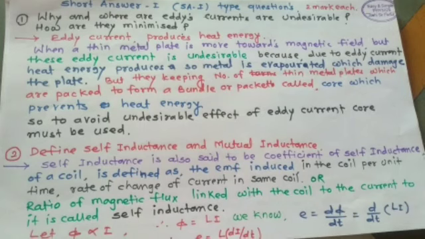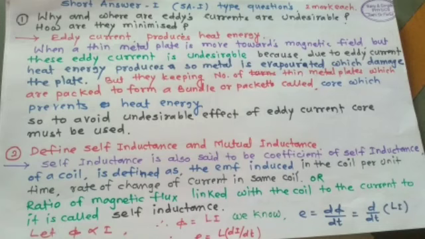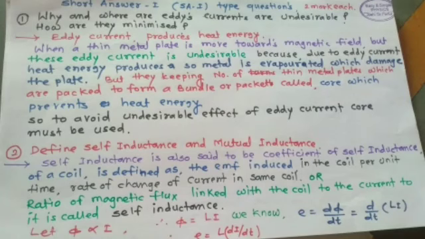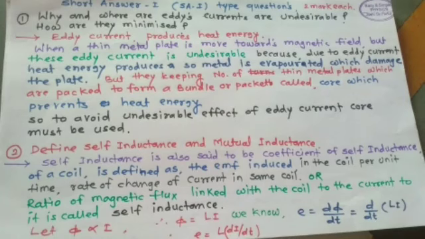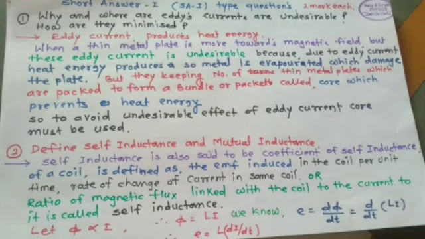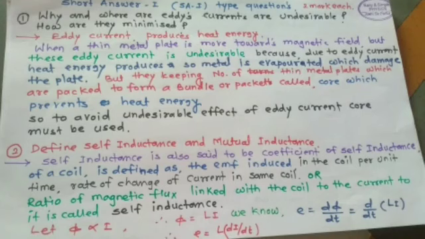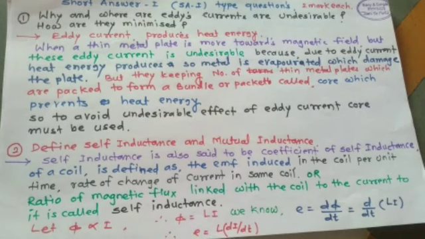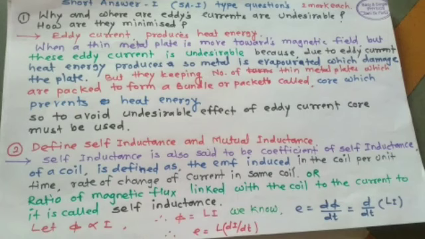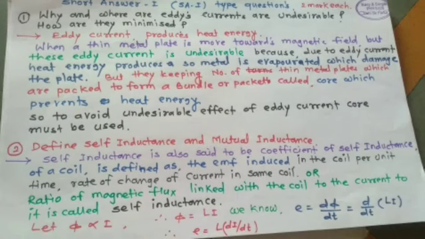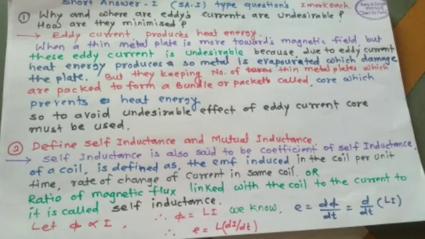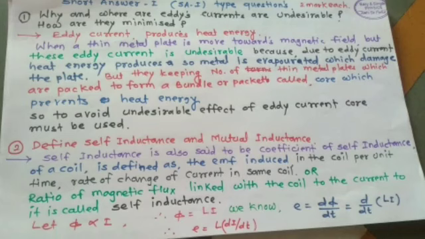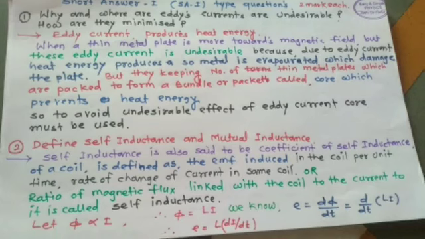So question 2 will be: define self-inductance and mutual inductance. Answer: self-inductance, also said to be the coefficient of self-inductance of a coil, is defined as the EMF induced in a coil per unit rate of change of current in the same coil, or the ratio of magnetic flux linked with the coil to the current. It is called self-inductance. Let phi be directly proportional to I.